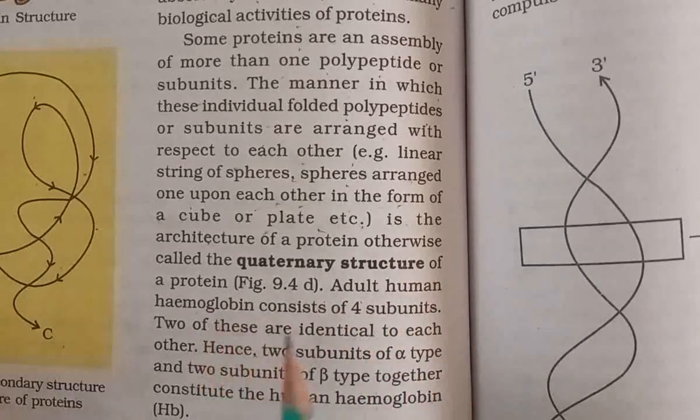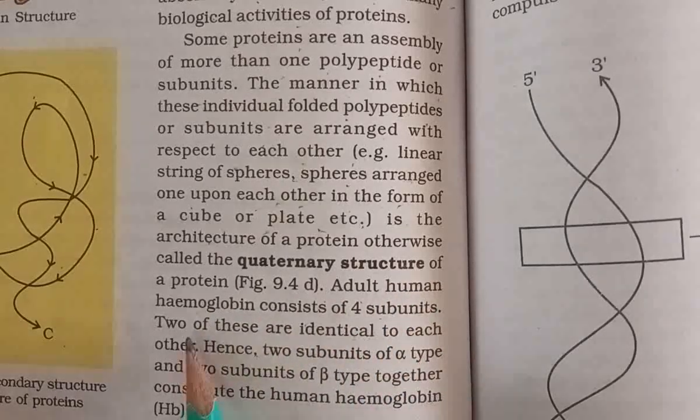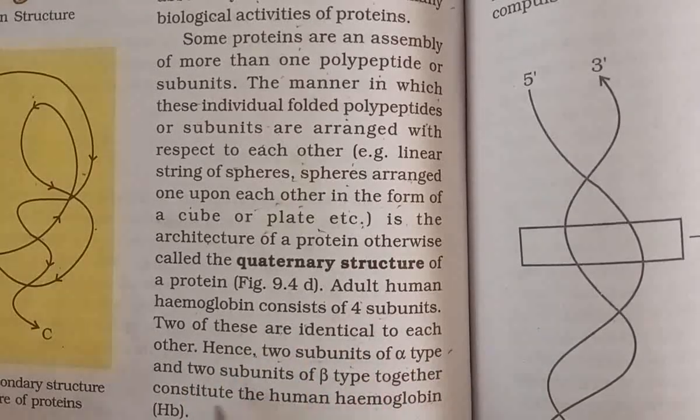Adult human hemoglobin consists of 4 subunits. 2 of these are identical to each other, hence the 2 subunits are alpha type and the 2 subunits are beta type, and together they constitute human hemoglobin, Hb.